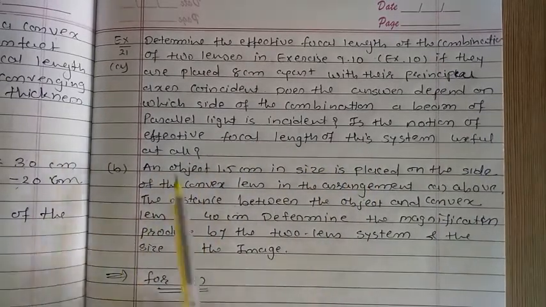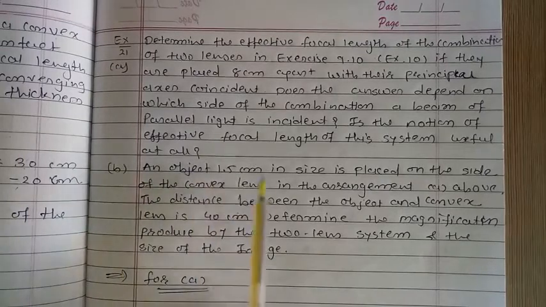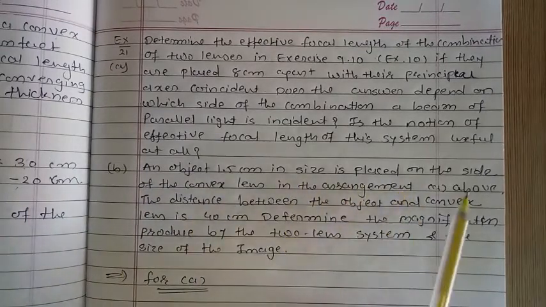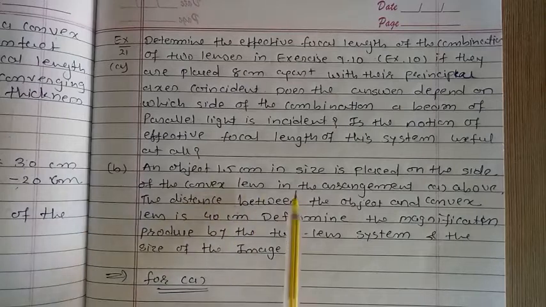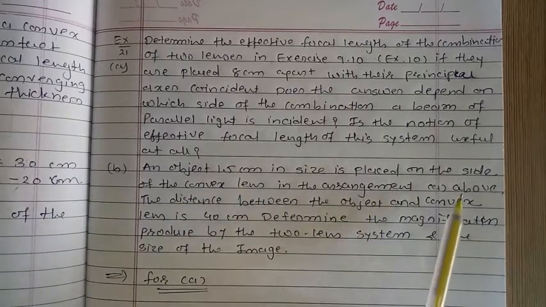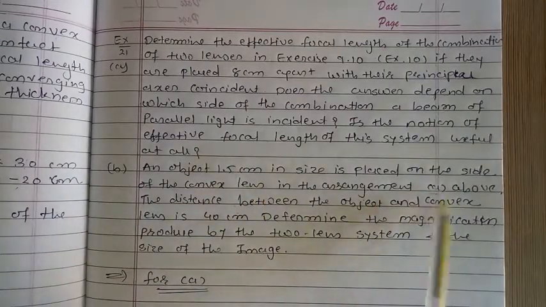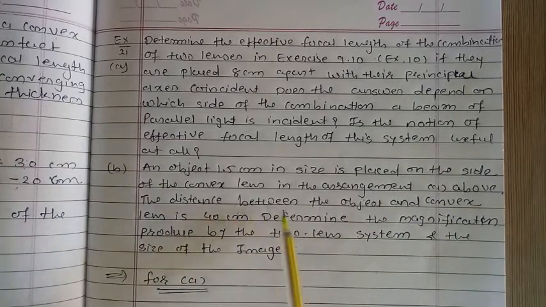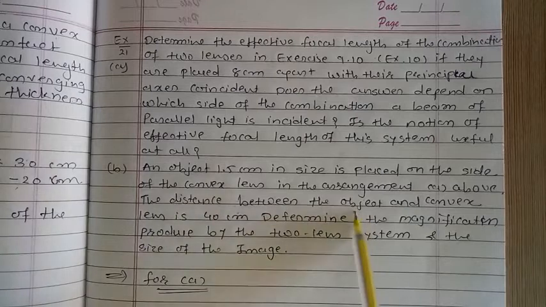And B, an object 1.5 cm in size is placed on the side of the convex lens in the arrangement in case A above. The distance between the object and the convex lens is 40 cm. Then determine the magnification produced by the two lens system and the size of the image, right?